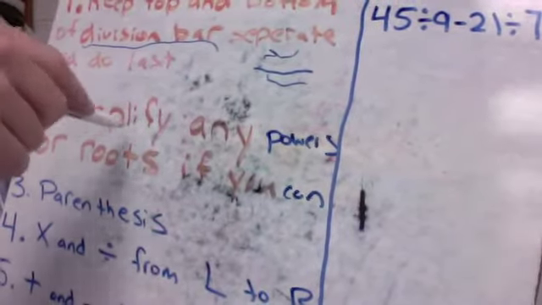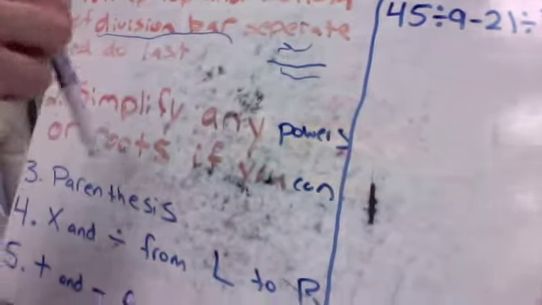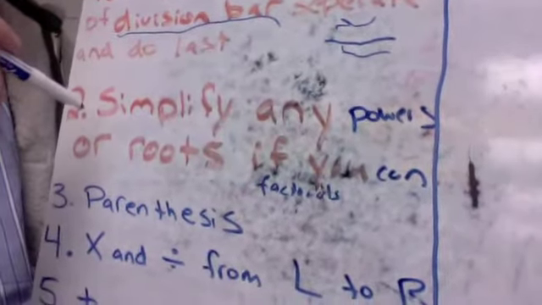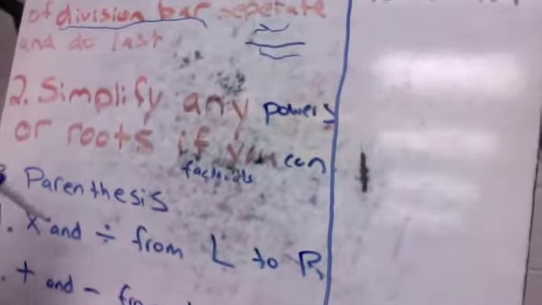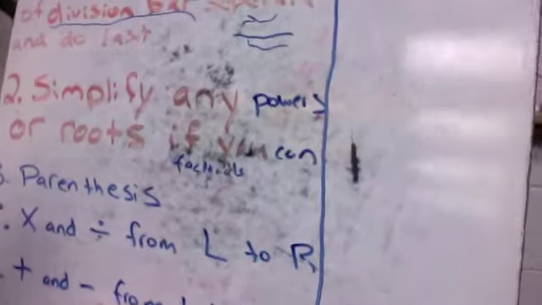Okay, exponents, powers. We can add in factorials. There's other things we can add in, but we don't have any of those things. We don't have anything there to simplify. Okay, parentheses. We don't have any parentheses, so let's go down to number 4. Multiply and divide from left to right.